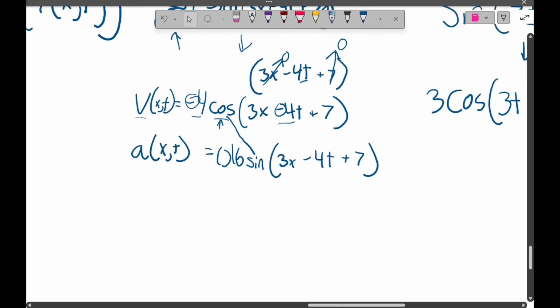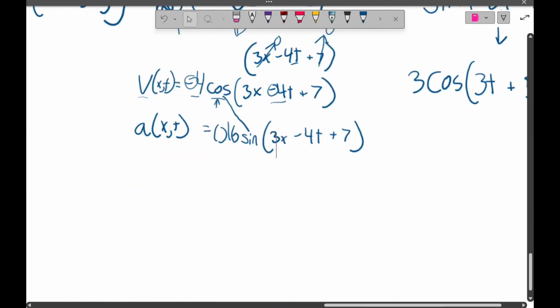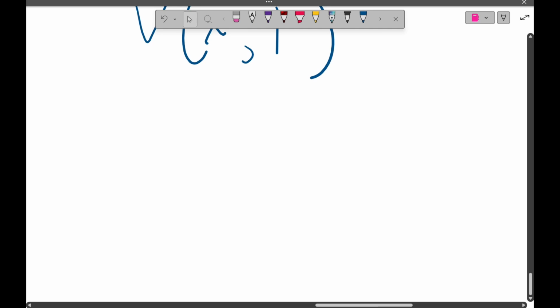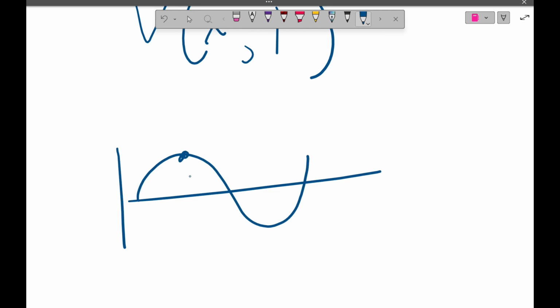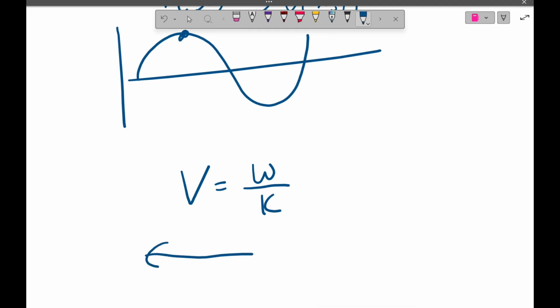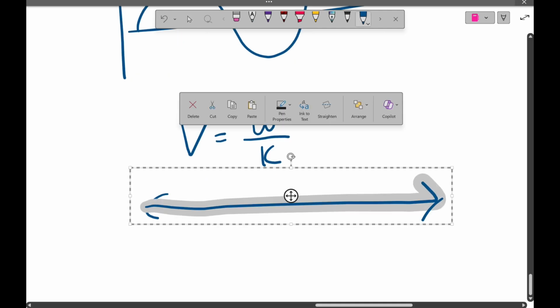I was making a very long-winded point here, but I'm trying to say don't confuse your velocities. Okay. When you take the partial v of x and t, I'm just going to sum it up here. You are describing how fast this point on the string is moving up and down. You had y of x and t before, which told you where it was. Now you care about how fast it's changing that y position. V is equal to omega over k is telling you how fast it's moving this way or this way. Not the point on the string, but rather the wave itself, right?